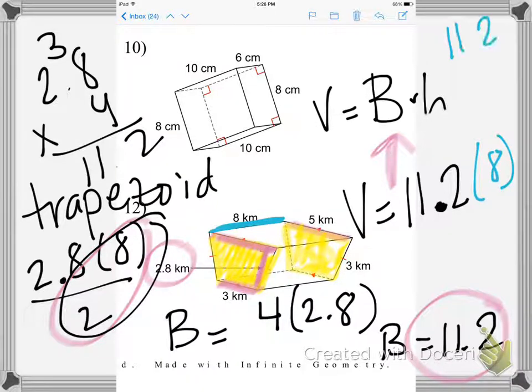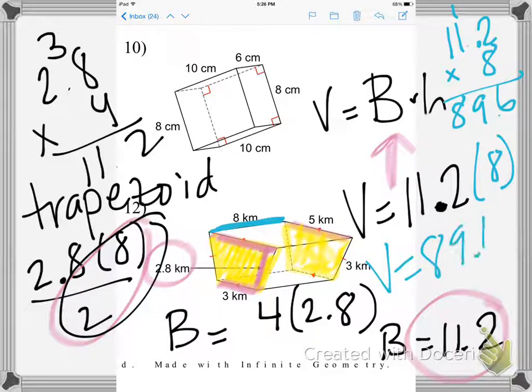So 11.2, you guys probably have calculators with you. So this is 16, it's 9, that's 8. So this is 89.6. And if I'm making any mistakes, correct me tomorrow.